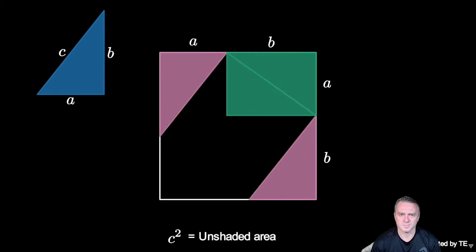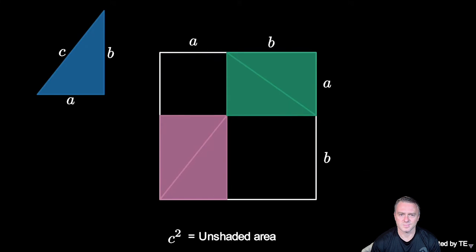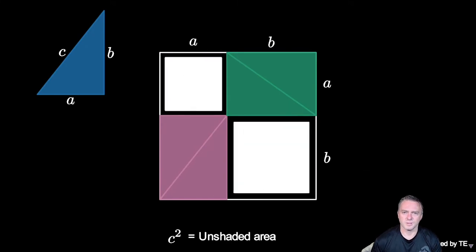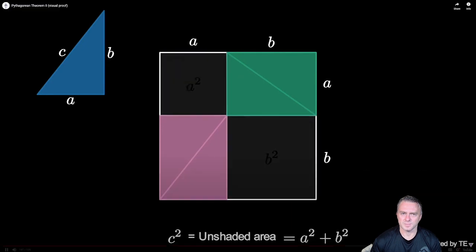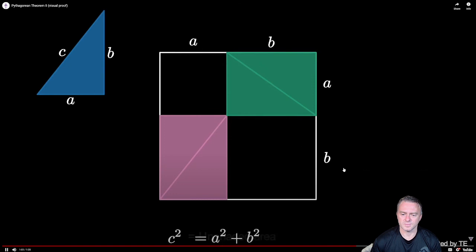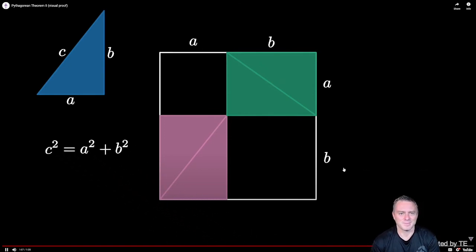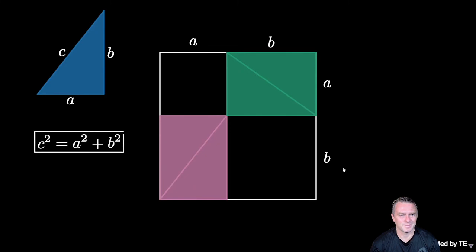We can also move the same colored triangles together to form 2 different A by B rectangles. So the top left is A squared, and you've got B squared. It's given by an A by A square and a B by B square, so that the unshaded area is A squared plus B squared. Which then proves it. Consequently, we have seen that C squared must be equal to A squared plus B squared. This is the Pythagorean theorem. Pretty cool.